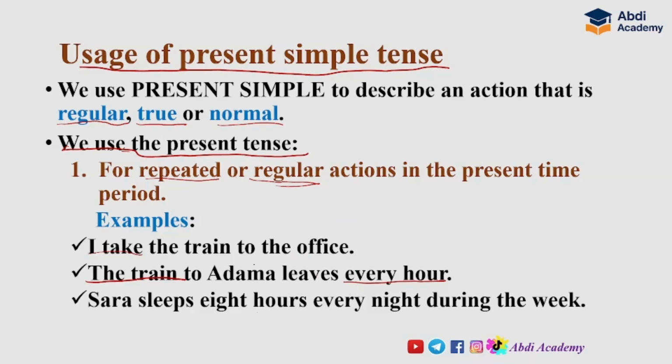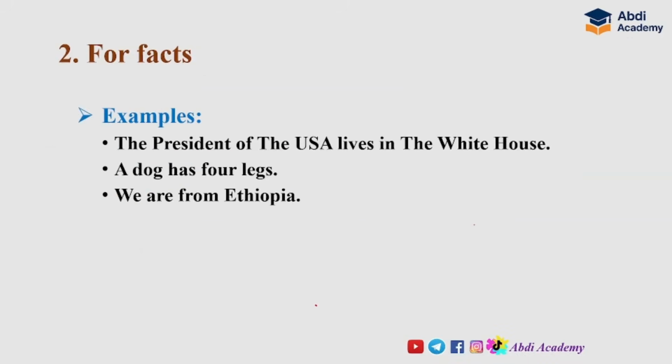So this is why we use present simple tense. Not only this, look at the next example again. Sarah sleeps 8 hours every night during the week. The term during the week indicates the action is repeated or constant. Let's continue. Number 2, we use present simple tense to indicate facts. Whenever you want to talk about a fact, you need to use present simple tense.